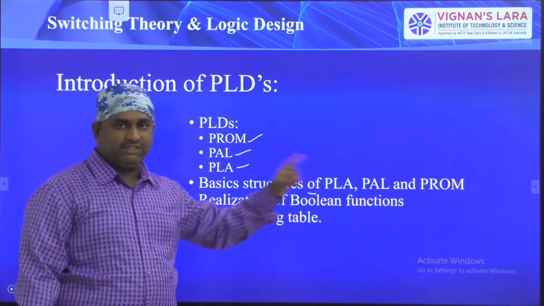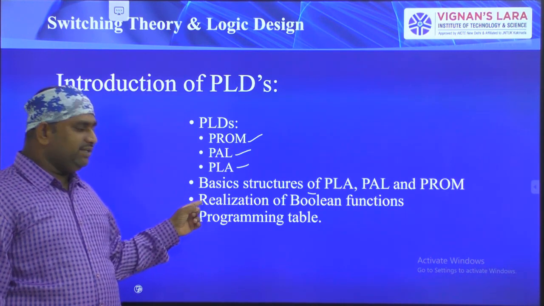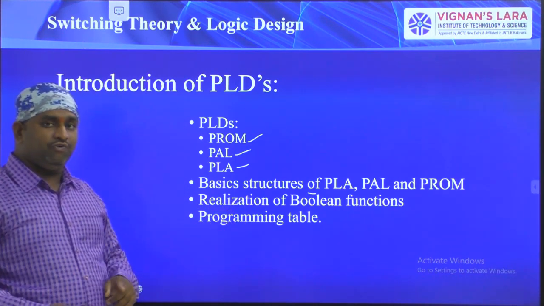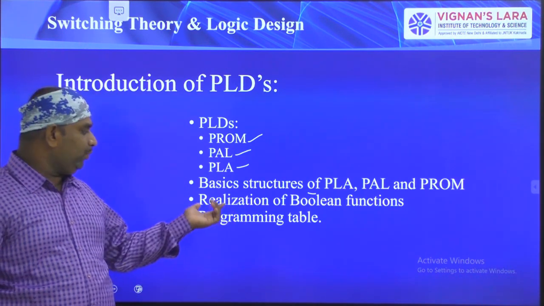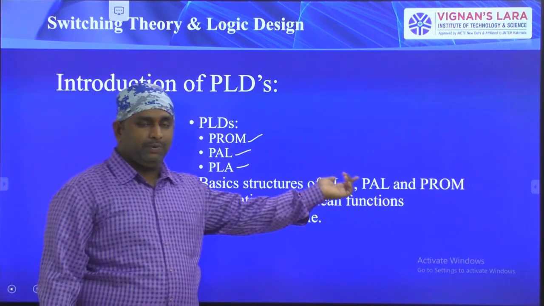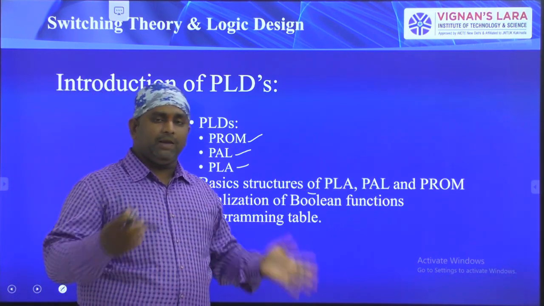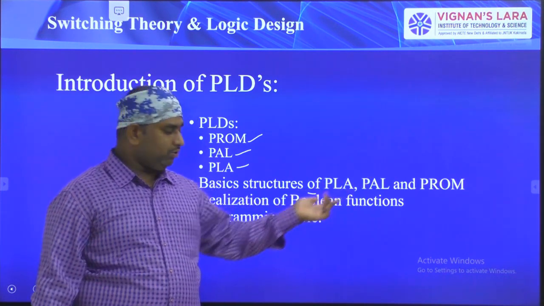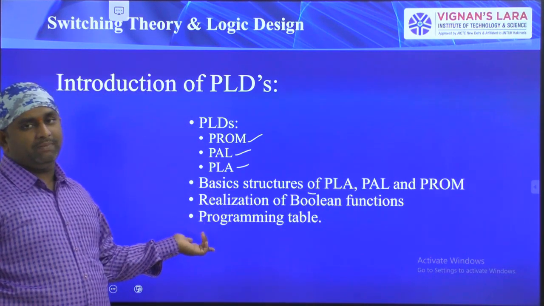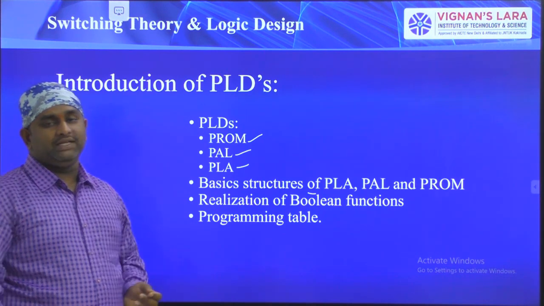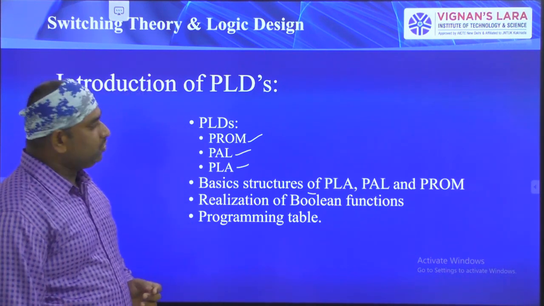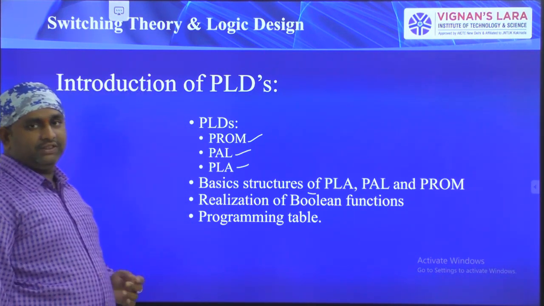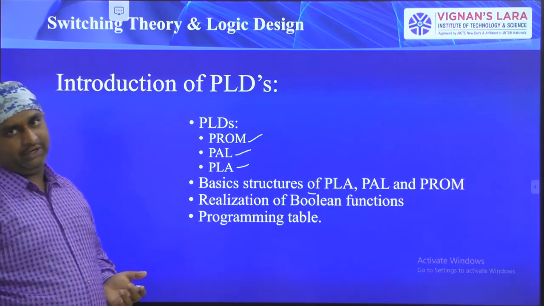We will see their basic structures, and we will see how different types of Boolean functions can be realized by using PLA, PAL, PROM. So any type of Boolean function we can implement by using PLA, PAL, PROM. Okay, next and last, the programming table. For this we have to design the programming table. So these are the concepts we are discussing in the second part of the third unit.